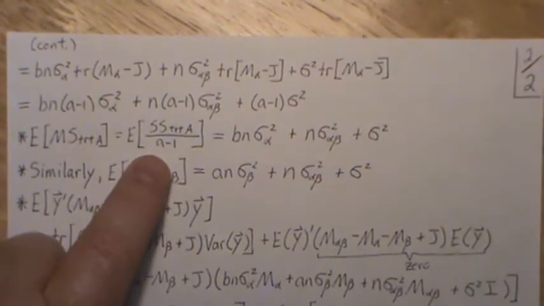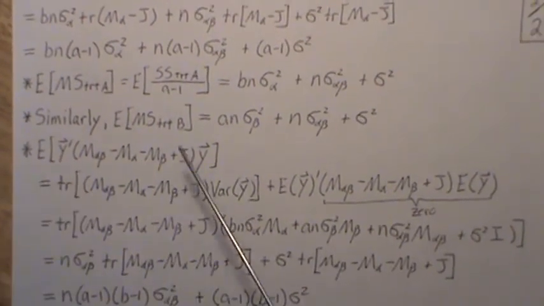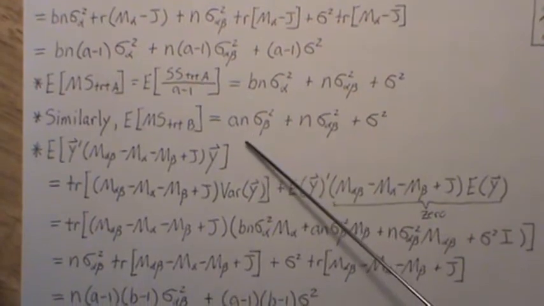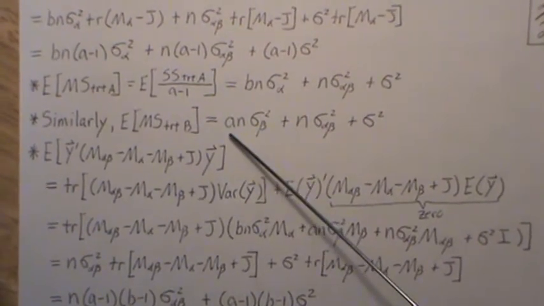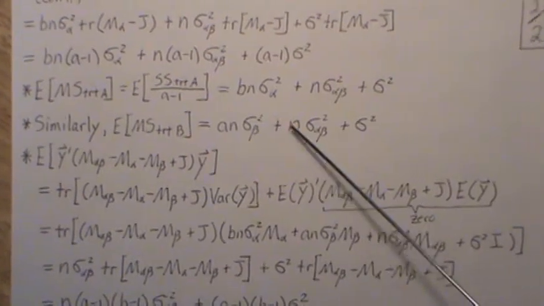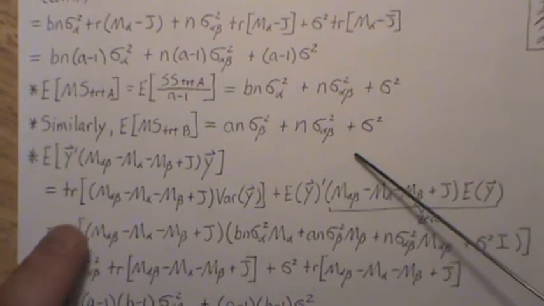And this is going to play a part when we develop f-tests. Now similarly for the mean square for treatment B, we can go through that same exercise and get an times sigma beta squared plus n sigma alpha beta squared plus sigma squared.